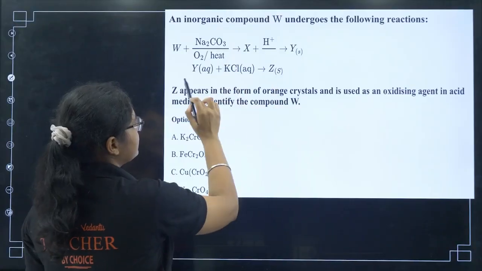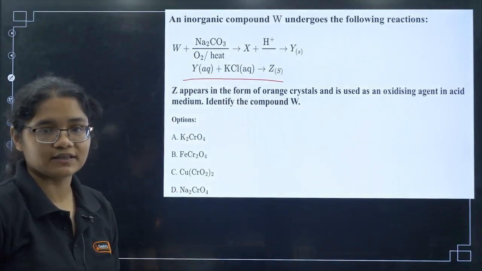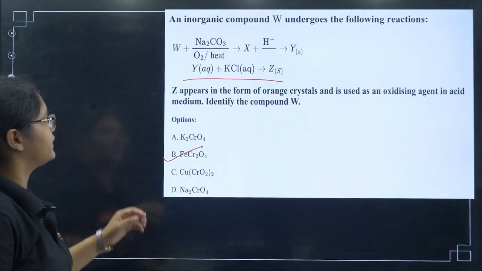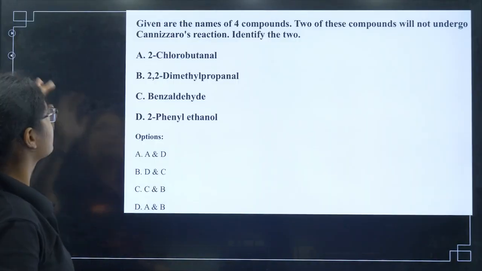Next, Na2CO3 and O2, you can see this reaction. This is your preparation of K2Cr2O7. So what do we take as the starting material? The starting material is iron chromate.